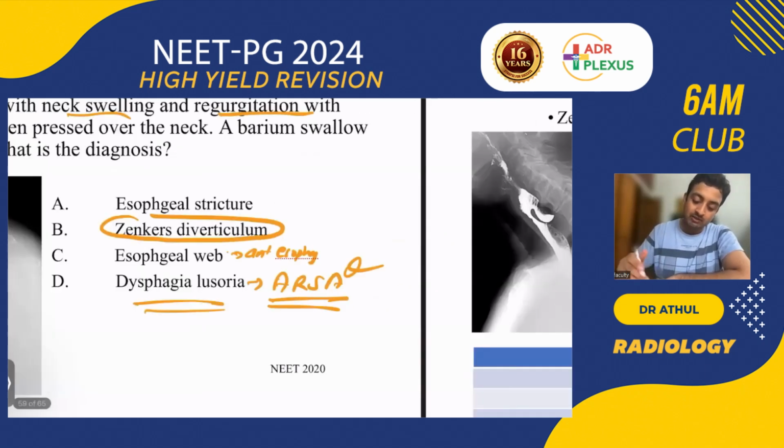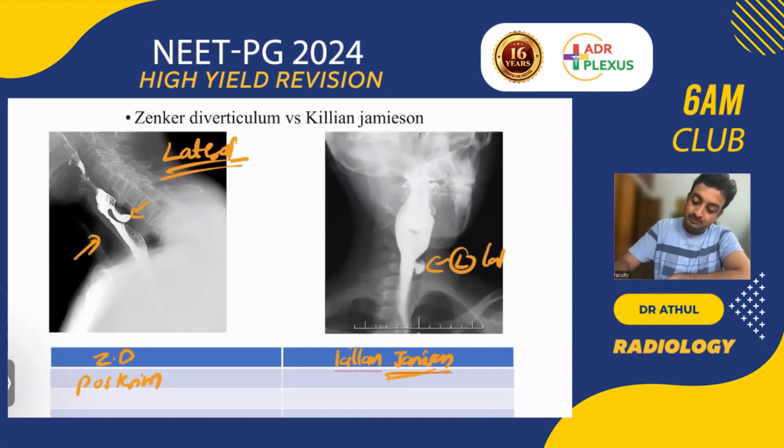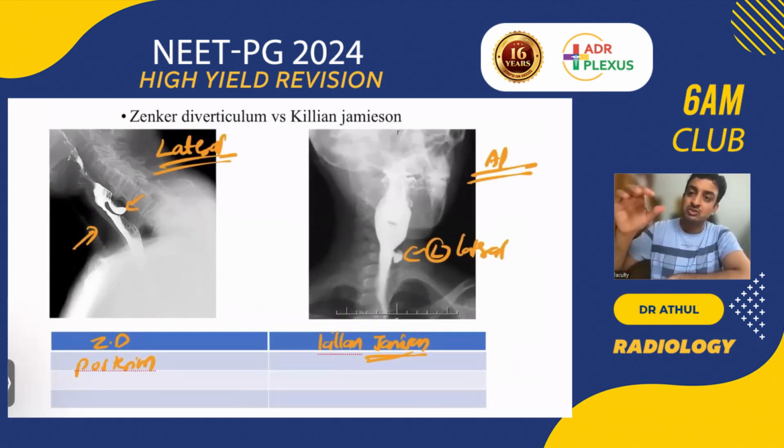Coming to Zenker's diverticulum and Killian-Jamieson, it is very important. If they give you an X-ray lateral view, it is always Zenker's, because Zenker's is always posterior. Killian-Jamieson is usually left lateral, so it can be seen only in AP view. If they are giving you an AP view, that is Killian-Jamieson. By seeing the view, you should know what this is. If they are showing an AP view with a left lateral diverticulum, then it is Killian-Jamieson.